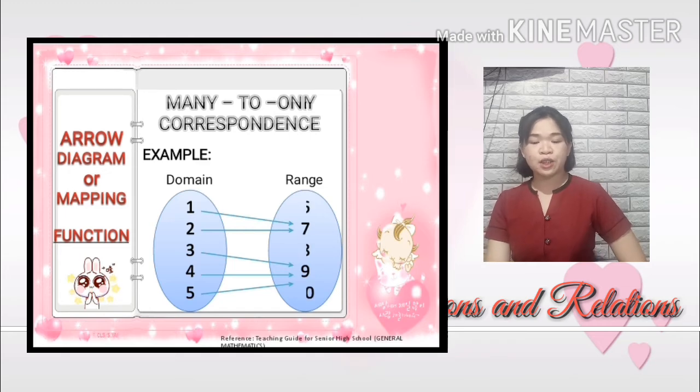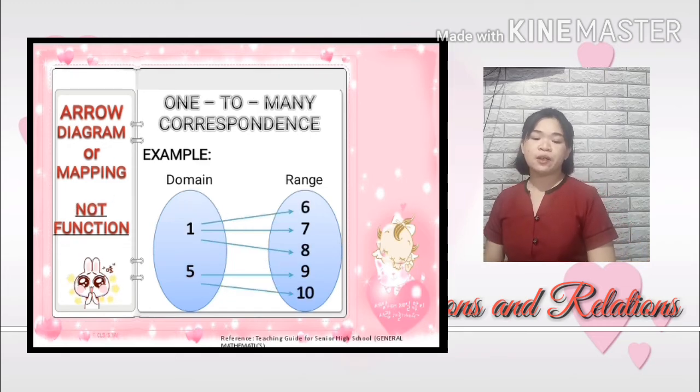And the next one is one-to-many correspondence. In this case, the domain has been used many times. So this makes the set (1, 6), (1, 7), (1, 8), (5, 9), and (5, 10).